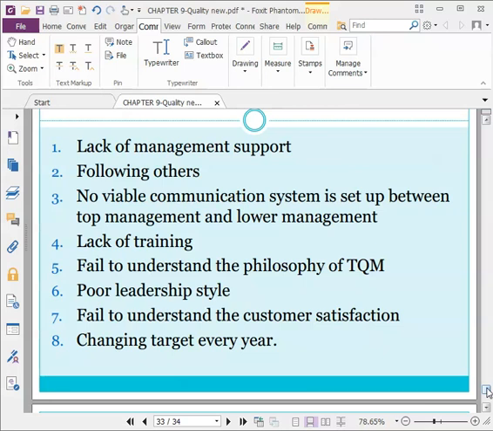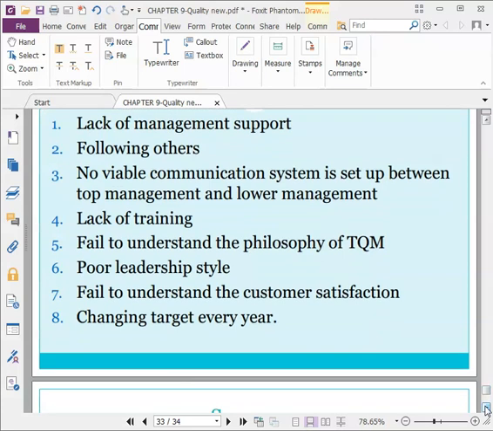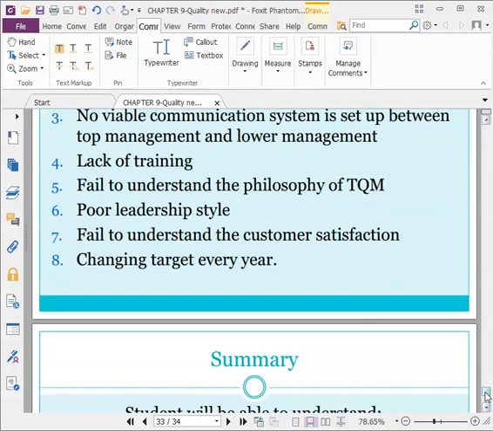Okay, fail to understand the customer satisfaction. Yang ni sama juga lah. So an organization did not know what the customer needs. Okay, tak dia study about the customer satisfaction. So, menyebabkan tak boleh nak capai TQM. Changing target every year. So dia tak ada consistent target ataupun consistent objective ataupun goal. Okay. So every year dia tukar-tukar. So dia tak boleh nak maintain ataupun dia tak boleh nak fokus kepada sesuatu sekali untuk dia buat total quality management. Itu sahaja dekat quality.